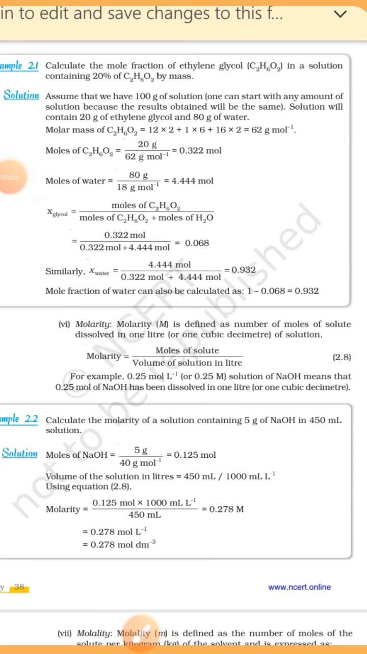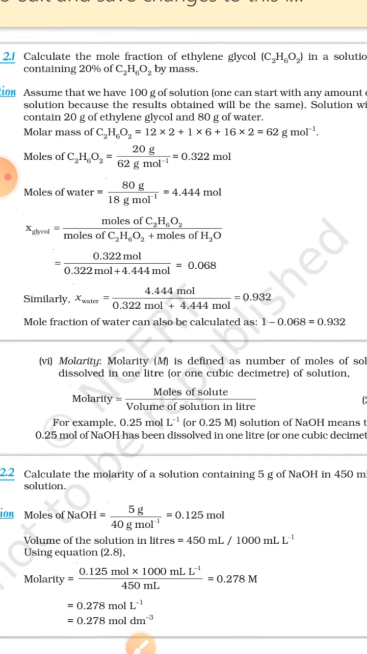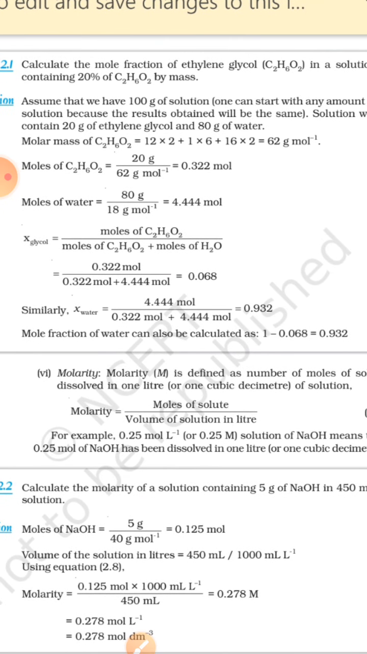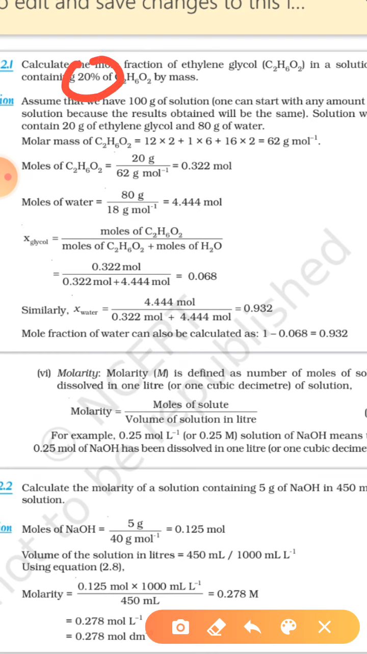Students, now we discuss the example and in-text questions of NCERT books. The first example means example 2.1. Calculate the mole fraction of ethylene glycol in a solution containing 20% of C2H6O2 by mass. As we know that in any solution, 20% C2H6O2 means 20% C2H6O2 and 80% water.